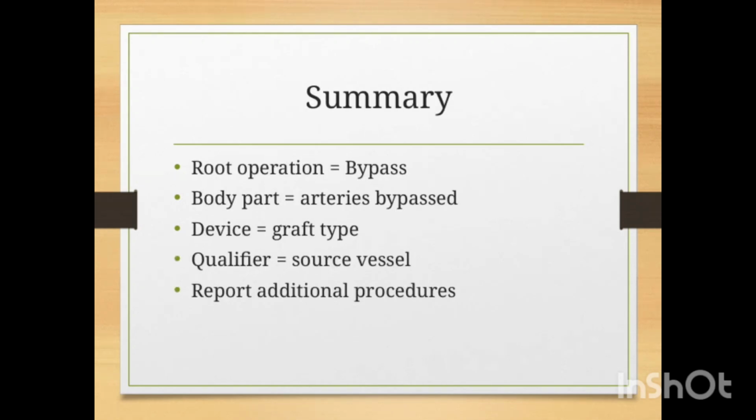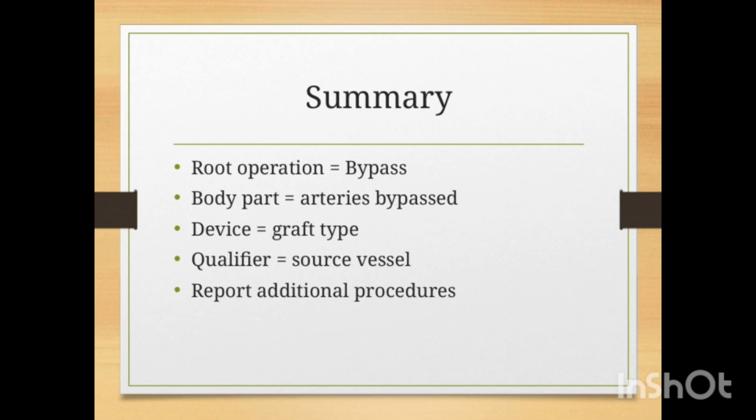Now, let's wrap up with the key points on this final slide. When documenting a bypass procedure, we start by identifying the root operation, which in this case is bypass. Next, we specify the body part involved, meaning the arteries that were bypassed during the surgery. It's important to note the device used, which is the graft type, as this provides details about the materials employed.